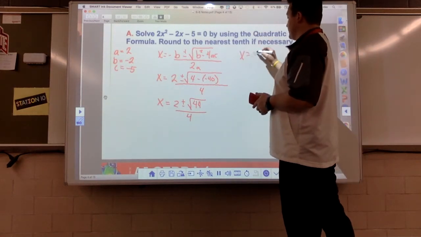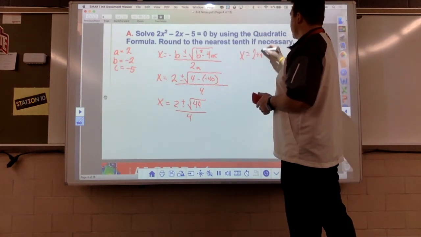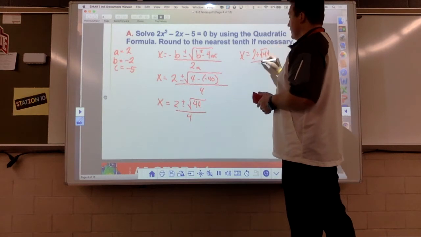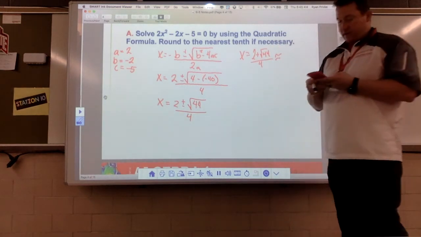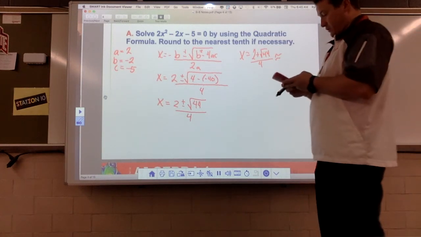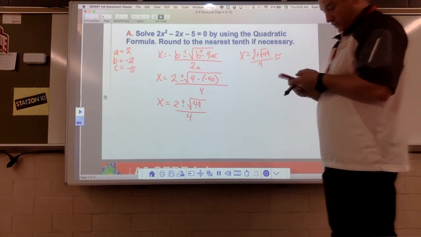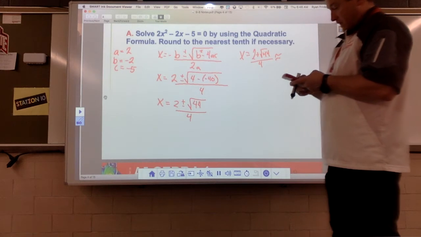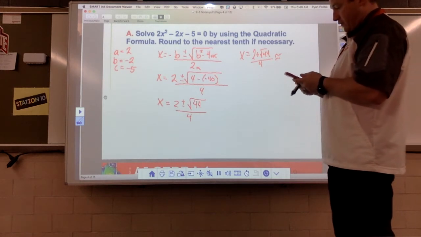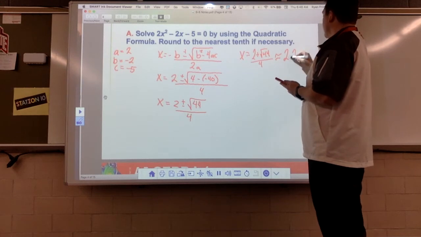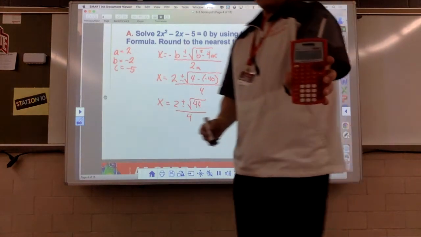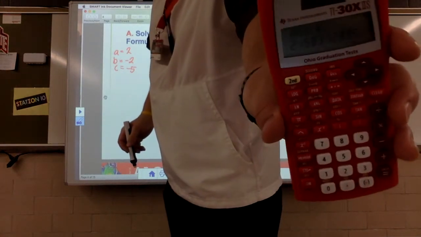So my first one, x equals 2 plus the square root of 44 divided by 4. All right, I'll put a little squiggly equal sign here. Okay, so 2 plus square root 44, and then I'm going to divide that by 4. So guys, I get, let's go, 2.2. Okay, you guys good with that? There's what I got right there.